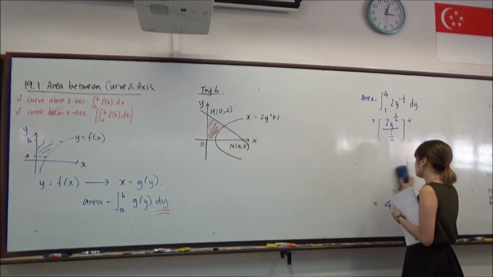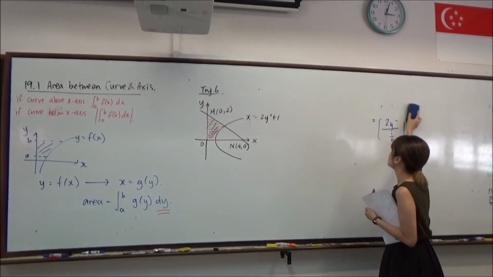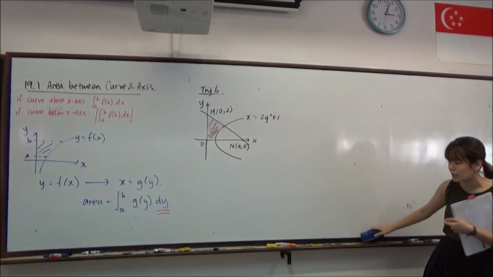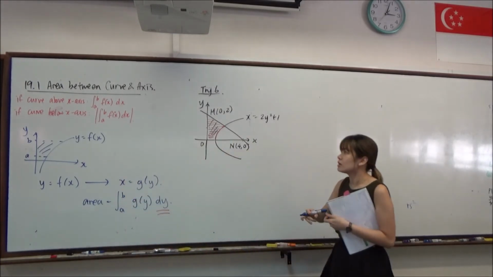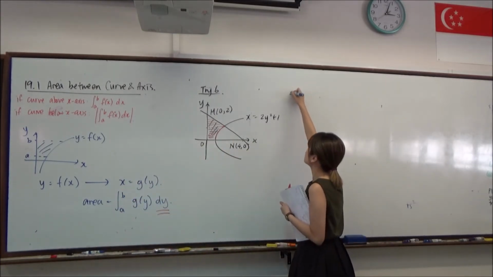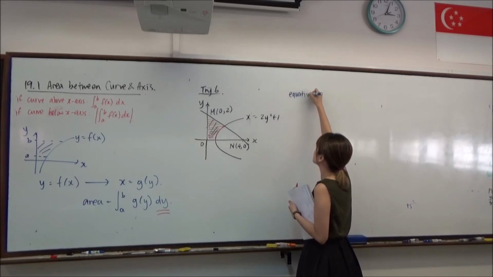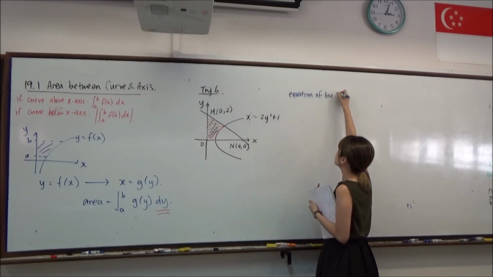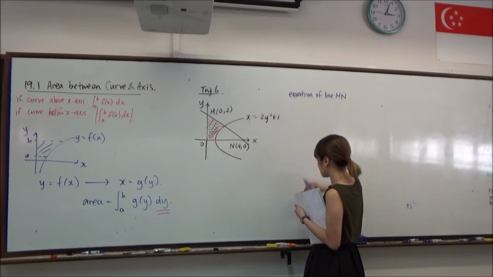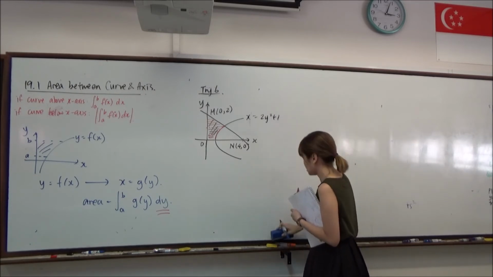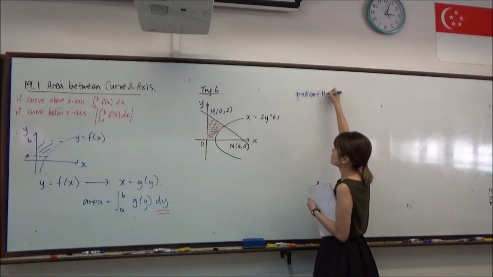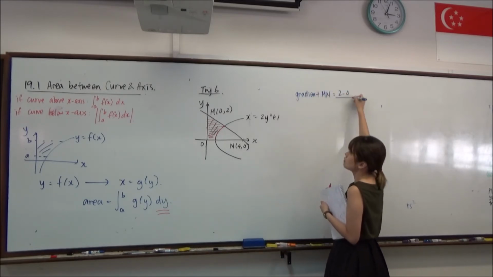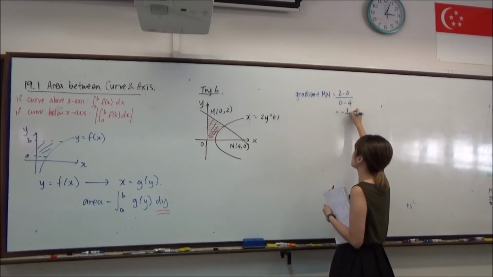So to find the equation of the straight line, that should be a simple task for us now, I hope. You find the gradient. Finding the gradient is all the basics. For MN, 2 minus 0 over 0 minus 4, that will be negative half.